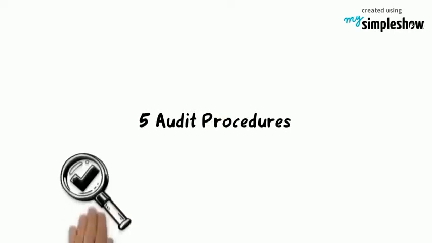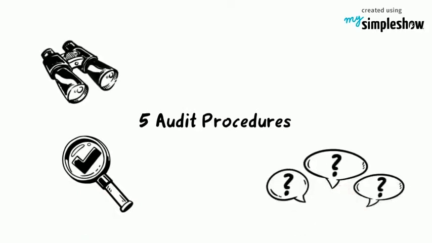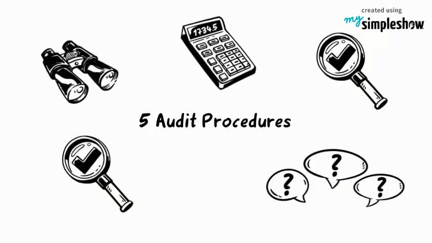Five audit procedures that are normally used by auditors to obtain audit evidence are analytical review, inquiry, observation, inspection and recalculation.